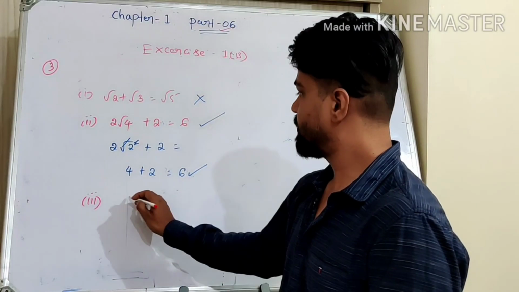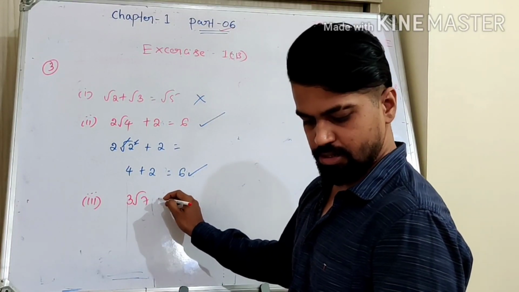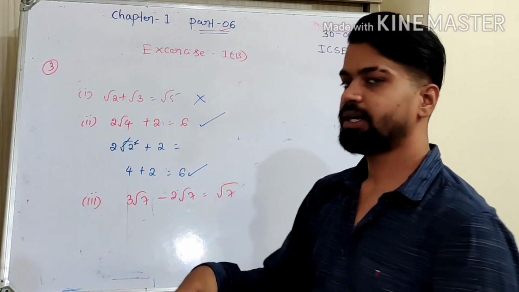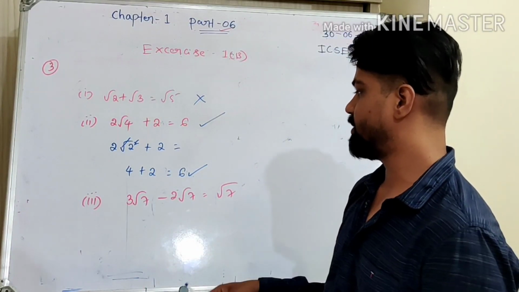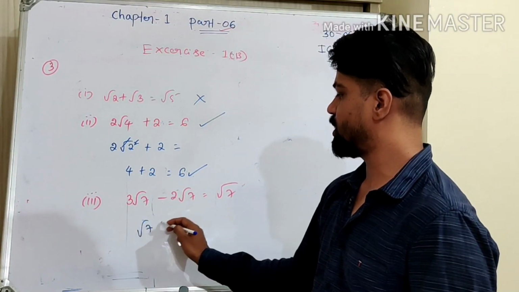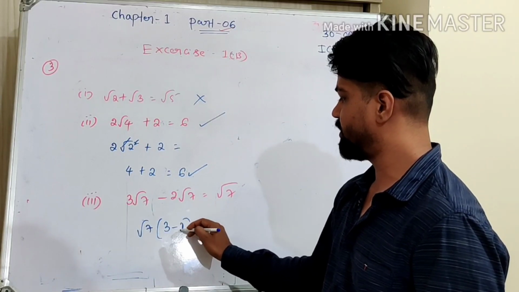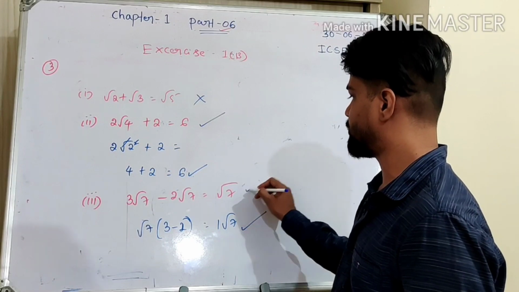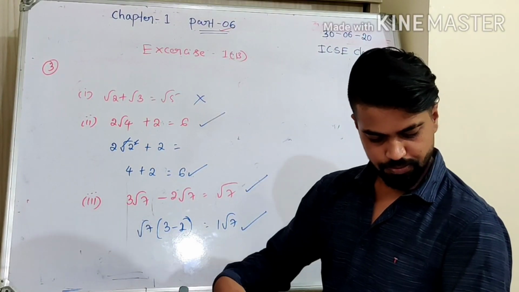Third one, 3 root 7 minus 2 root 7 is root 7. So are they like terms? Yes, they are like numbers. So I can take root 7 common. So 3 minus 2 will be inside the bracket. We end up with root 7 into 1. So this is true. The third statement is true.